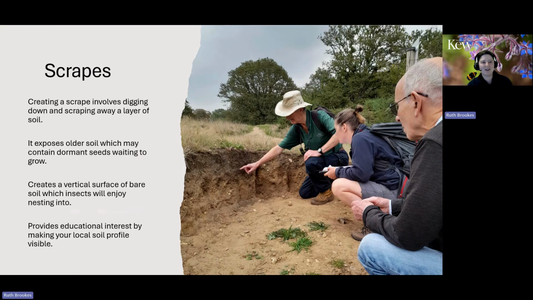Scrapes are also another interesting idea for a bare soil habitat. So this image is when me and my team went to look at some scrapes that had been dug over at Barnes Common, which is quite close to Kew. I think they did theirs mechanically with a digger, but you can do it with a spade. Just digging down a little way and then scraping backwards just to expose some of the soil. So you get a little bit of a cliff and then a flat area of soil.